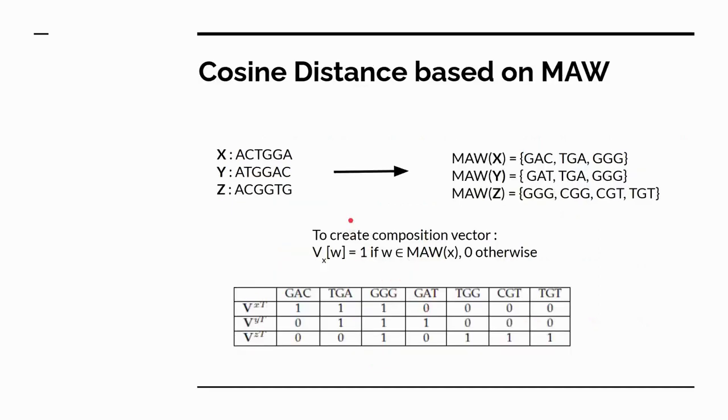Following up from MAW, now we will learn how to calculate the cosine distance based on MAW. Here, X, Y, Z are 3 sequences and their corresponding MAW sets are these. To create the composition vector Vx of W, it is assigned 1 if W is a MAW of X, and otherwise it will be assigned 0. By looking at this composition vector, we can see that Vx is assigned 1 for the columns of GSE, TGA, and triple G, as these are the MAWs of X.